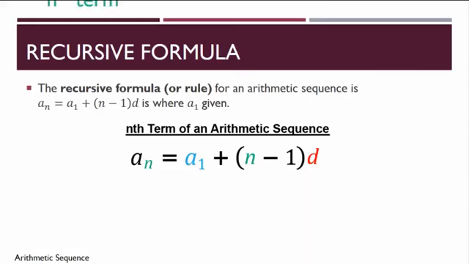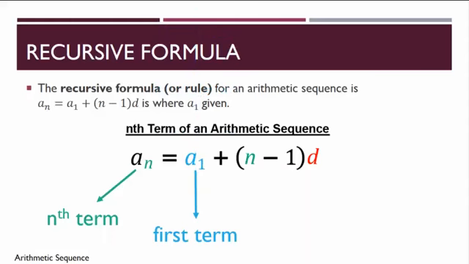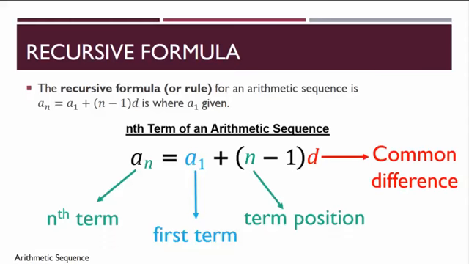The first thing you see in the equation is the nth term, the one I'm trying to find. a_1 is the first term that I give you in the sequence. Letter n stands for the nth term or the term position they want. So if you notice, the first one and the n are going to be the exact same: one is going to say a_100 and the other one is going to say 100. And letter d is the common difference.